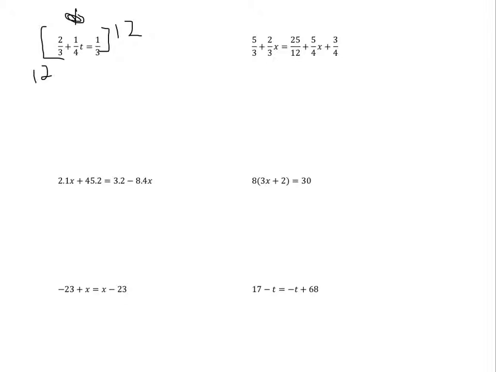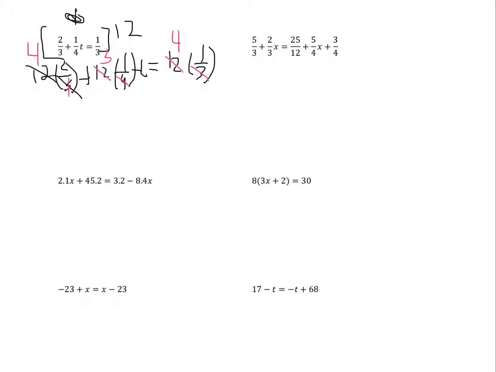So we'll have 12 times 2/3 plus 12 times 1/4 t equals 12 times 1/3. Now what ends up happening here is because we're multiplying through by the lowest common denominator, this 3 cancels with the 3 and the 12, leaving me with a 4. This 4 cancels with the 4 and the 12, leaving me with a 3. And then this 3 cancels with the 3 and the 12, leaving me with a 4. So all our denominators are essentially 1 now, and we can multiply through like we would.